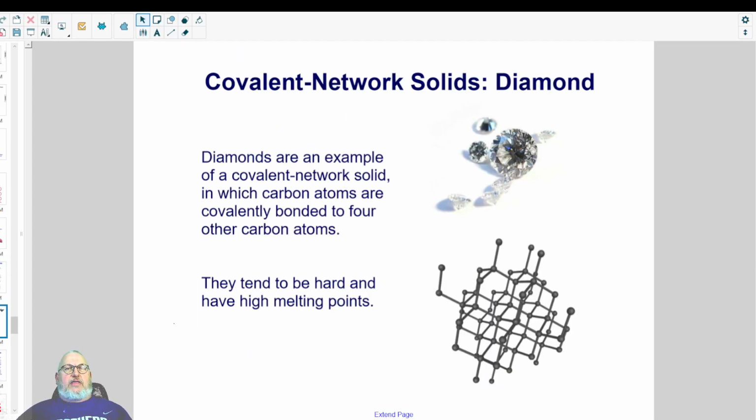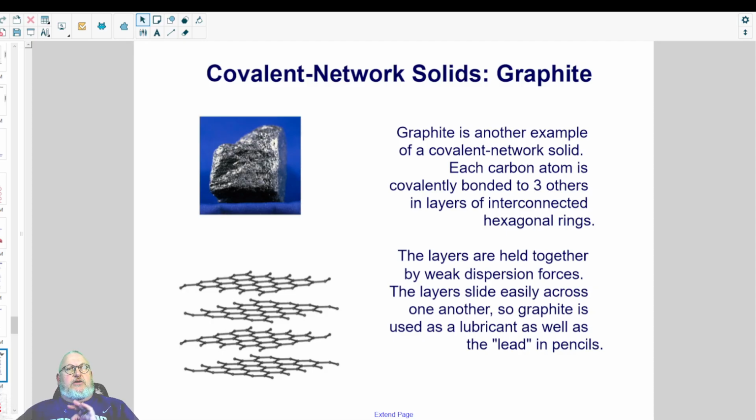Let's talk about covalent networks real quick. Look at diamond. This is an excellent example of a covalent network compound. These carbon atoms are covalently bonded to four other carbon atoms. They're sharing electrons, and these are very hard and have a very high melting point, the diamond. Now let's look at graphite, another form of carbon. These carbon atoms are now bonded to three other atoms in a layer of interconnected hexagonal rings.